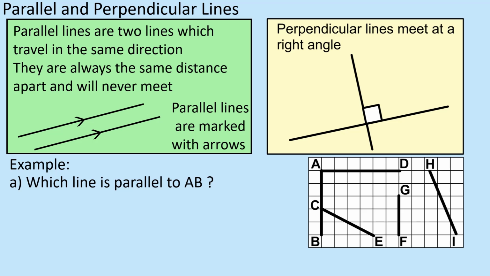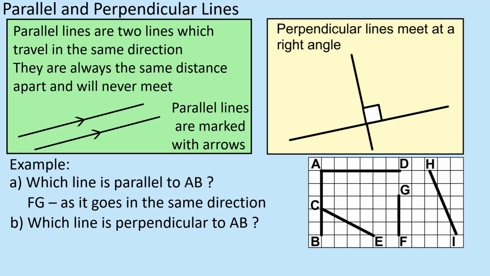Okay, just a couple of quick questions. Which lines are parallel to AB? Well, AB is this one going up and down. So the only one I can see is GF or FG, as it goes in the same direction. Does it matter that I've said AB and they put FG, GF? It's the same line. In terms of direction, it doesn't really matter. It's not a vector as such, but it's certainly parallel.